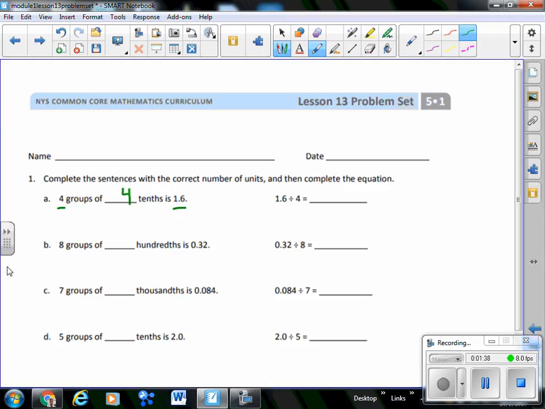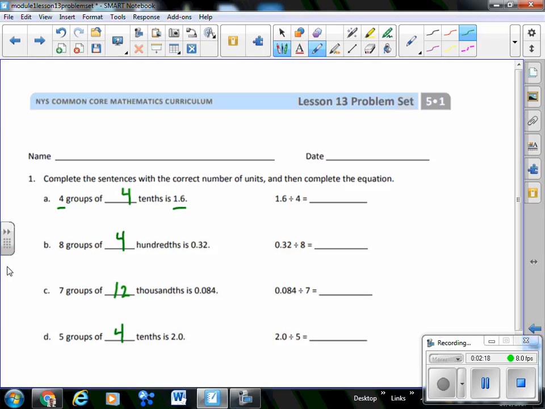Letter B, we're going to go down. 8 groups of something is 32 hundredths. So 8 times what would give me 32 would be 4. 7 groups of something, thousandths, is 84. You might not know this one, but you should. 7 times 12. Letter D, 5 groups of something tenths is 2.0 or 20. 5 times what's going to give me 20? That would be a 4.